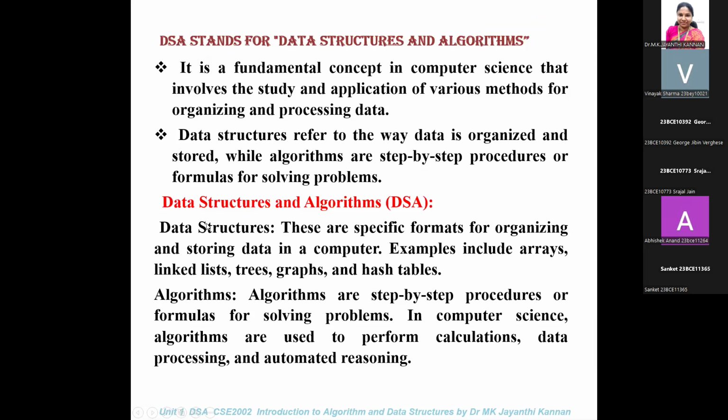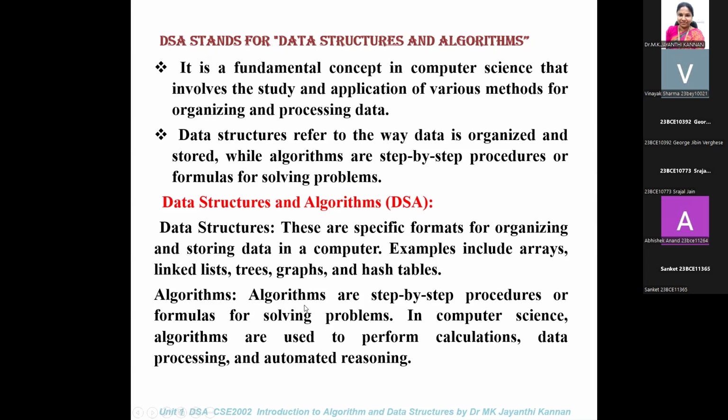What is the definition of data structure and algorithm? Data structures are specific formats for organizing and storing data in a computer. When we enter an array of n numbers in the computer, how it is stored, how much memory space is allotted for each number, how it is stored along with the index values, and how we access and process it. The way data is stored in memory is called data structure. Examples include arrays, linked lists, trees, graphs, and hash tables.